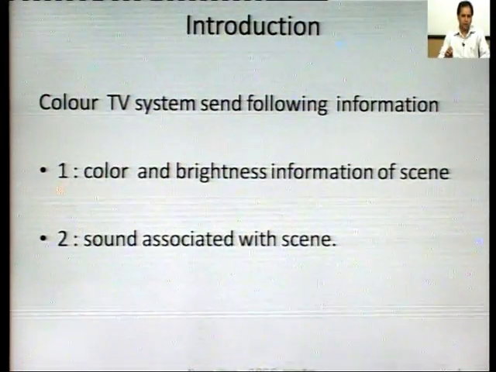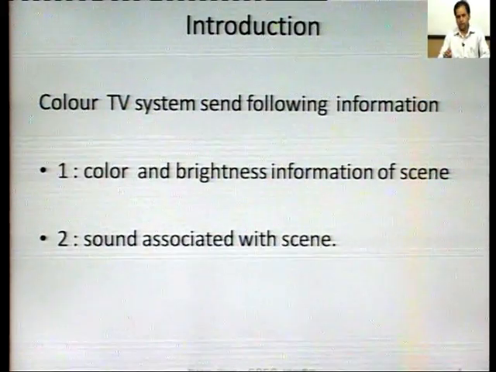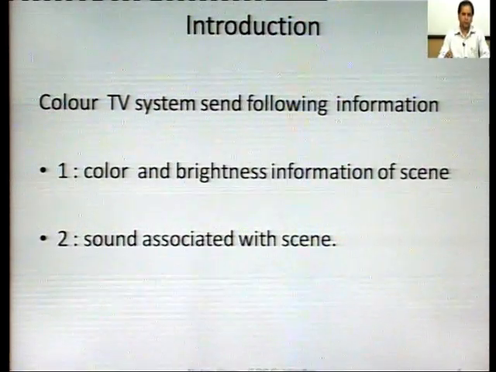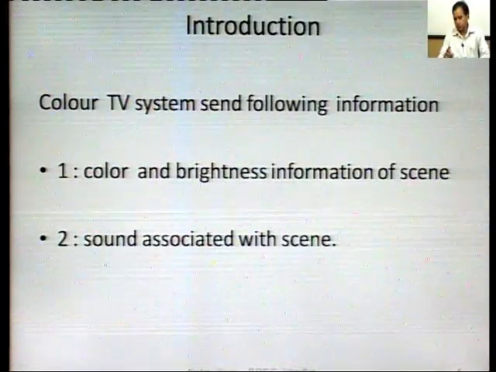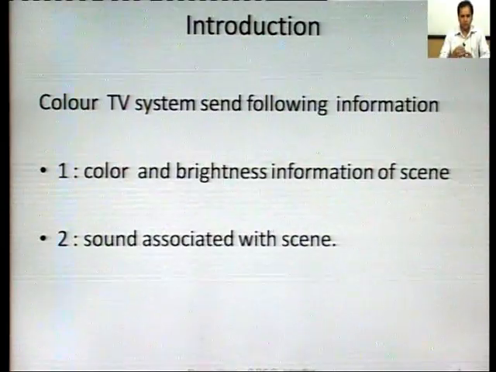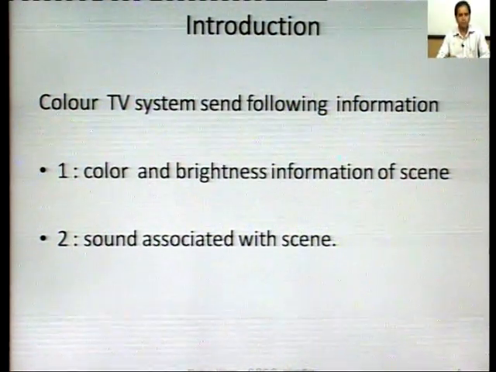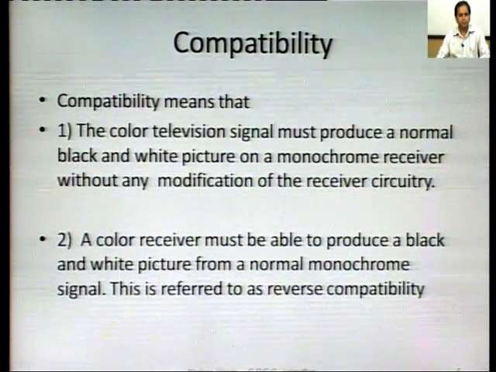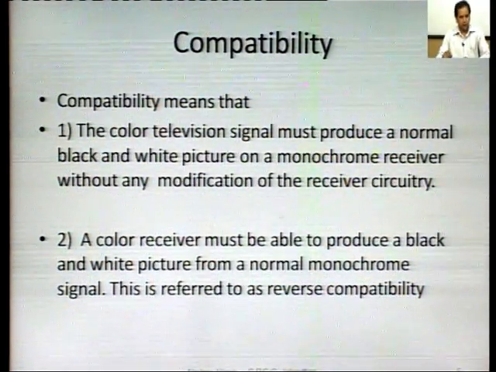Number 1, the introduction part, color TV systems and the following information. Number 1, color and brightness information of the scene, and sound associated with the scene. As we know, television is all about the picture information, but with that picture we send the sound signal also. So, these are the two variables. Then compatibility.